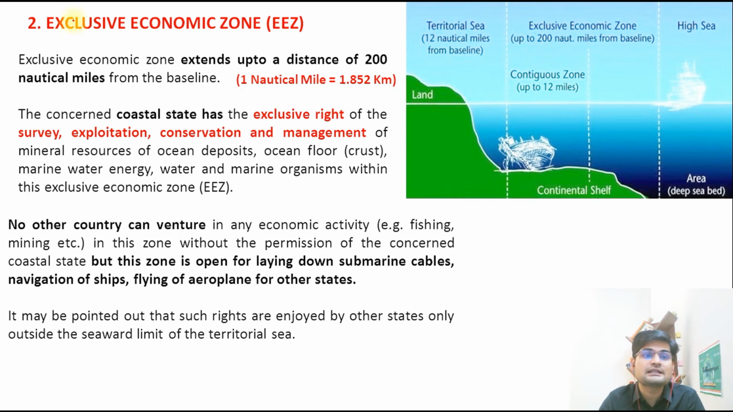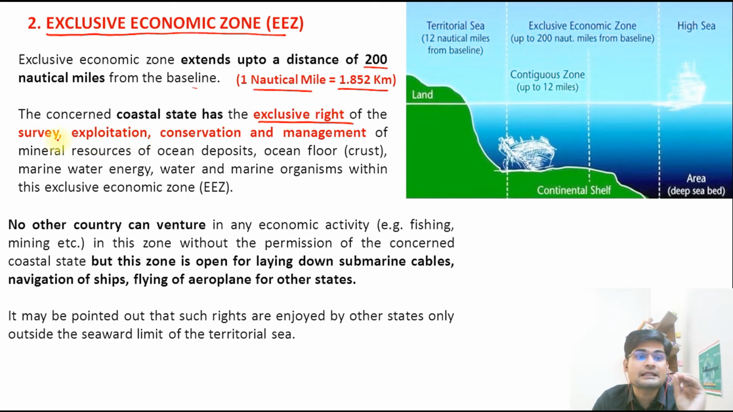Then talking about the next one, that is exclusive economic zone, that is EEZ. Remember, EEZ extends up to 200 nautical miles from the baseline, and 1 nautical mile is 1.852 kilometers. So that is important to remember. And the concerned coastal state has an exclusive right on what in EEZ? They can do survey, they can exploit the reserves, then conservation and management of mineral resources can be taken up in this particular area. And also remember, in EEZ, no other country can venture in any economic activity, for example fishing or deep sea mining in this particular zone, without the permission of the concerned state. That is also important.